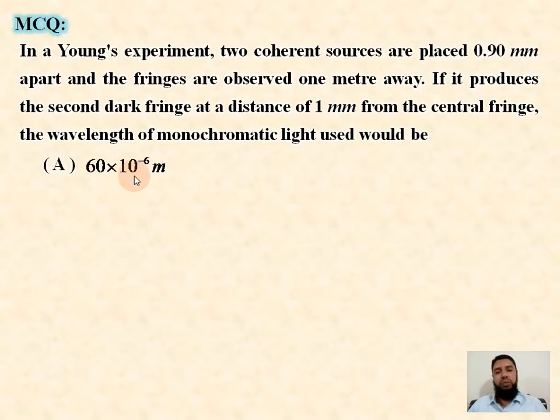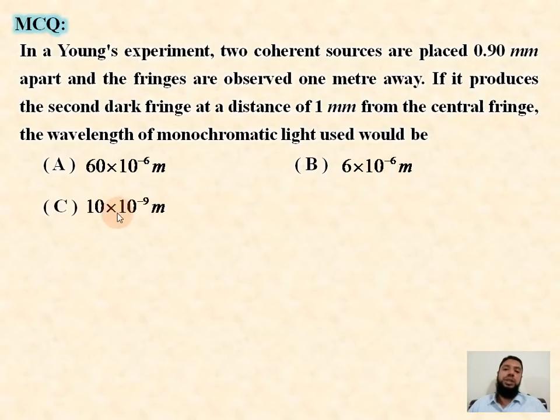Option A 60 into 10 power minus 6 meter. Option B 6 into 10 power minus 6 meter. Option C 10 into 10 power minus 9 meter. And option D 6 into 10 power minus 7 meter.